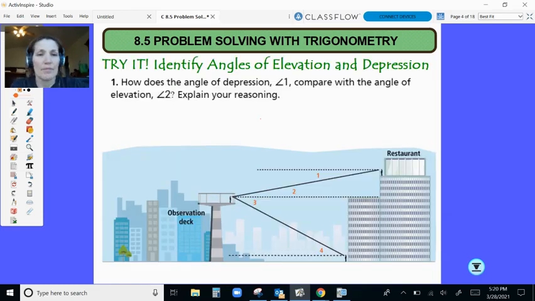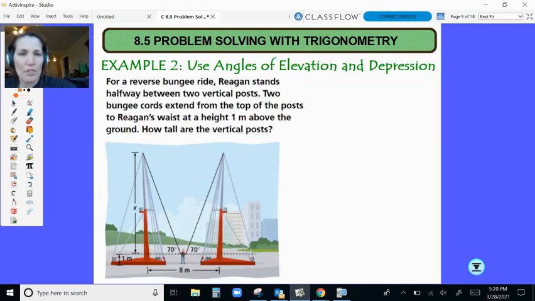Okay? So how does the angle of depression, angle 1, compare with the angle of elevation, angle 2? Right here, so how does this angle here compare with this angle here? Well, it looks like they should be equal, right? Because they're alternate interior angles, because the lines of sight are parallel. Okay? So let's solve a few of these.